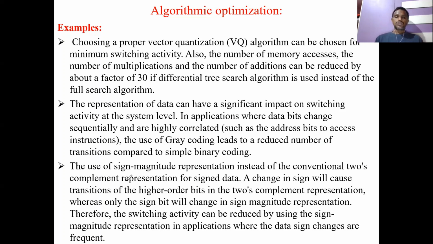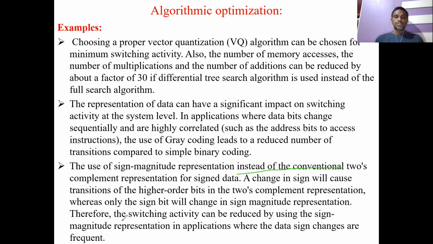So we use the signed magnitude representation instead of the conventional 2's complement representation for signed data. In signed magnitude, we change only one bit, one sign bit, for the signed number. But in 2's complement, as I have explained, we have to consider more and more transitions. That's why the advantageous representation to optimize the switching activity is the signed magnitude representation.